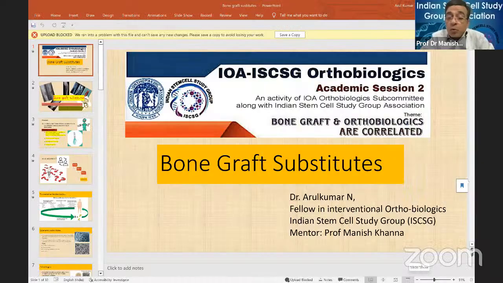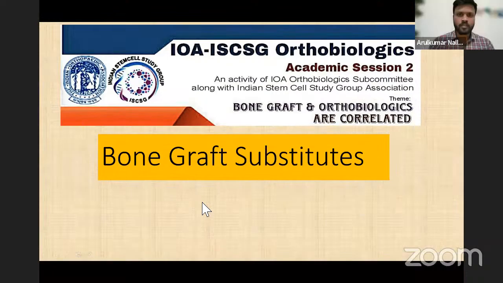Now coming to the fourth form of orthobiologics, that is the bone graft substitute, which we clinically always use on our OT table. Over to Dr. Arul from AIIMS Bhubaneswar for what advantages, why, and where we are going to use these bone graft substitutes. Dr. Arul.